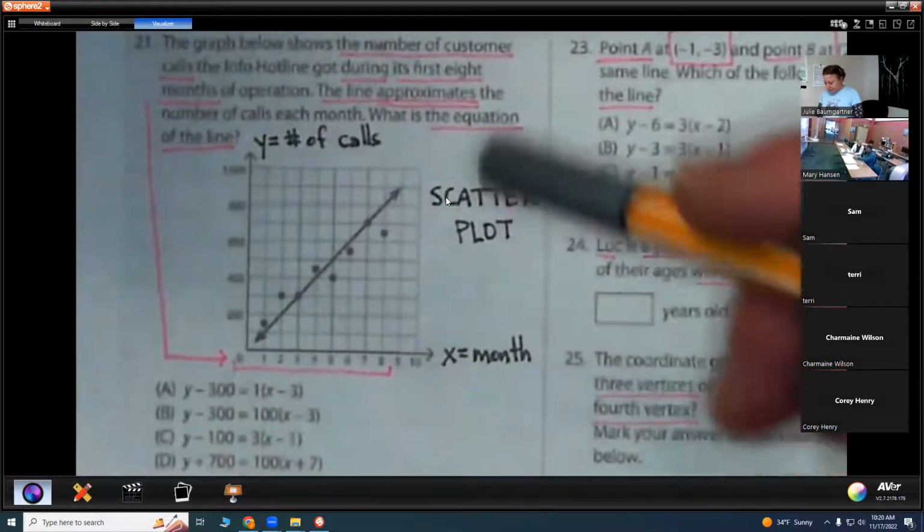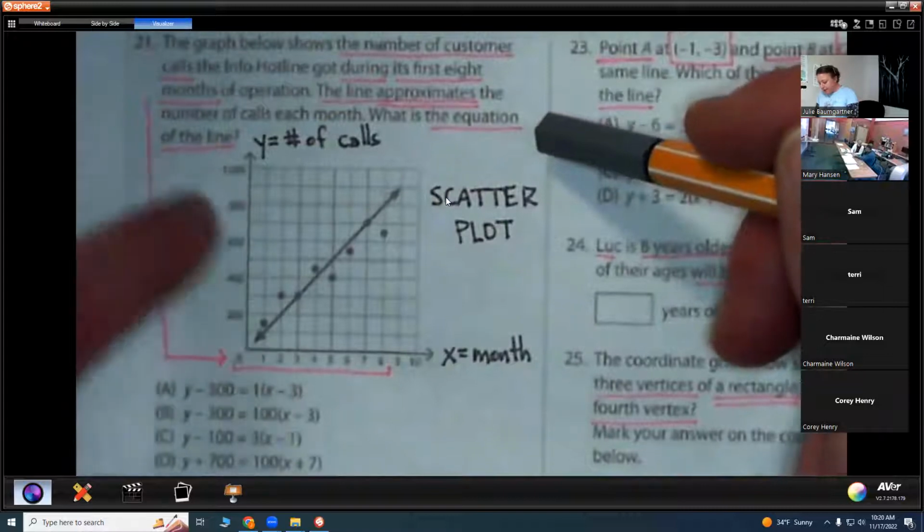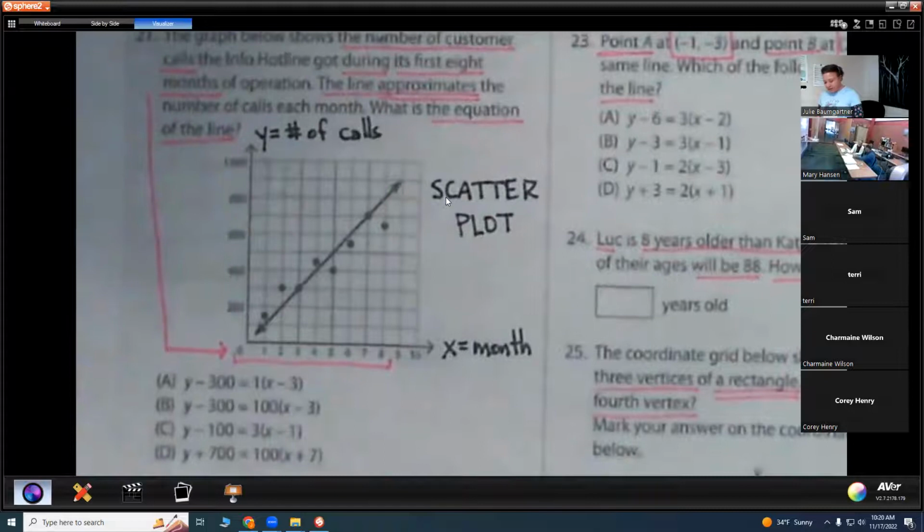Okay, sorry, focusing. So now that we talked about everything but the actual question, they're asking, what is the equation of the line? Did anyone get an answer for this one? You pick E, right? C.